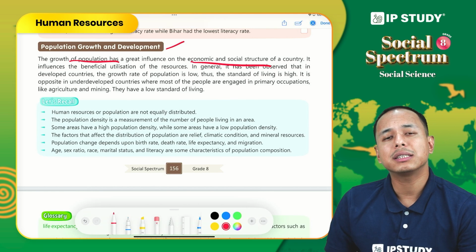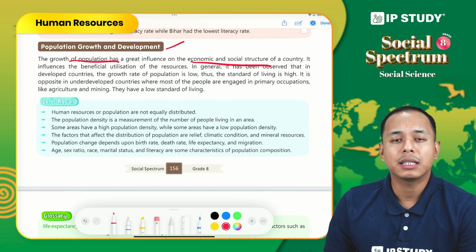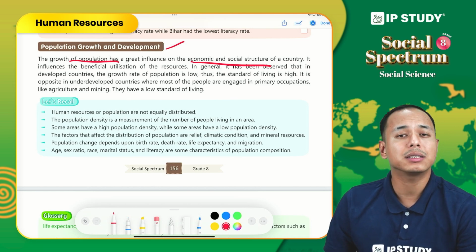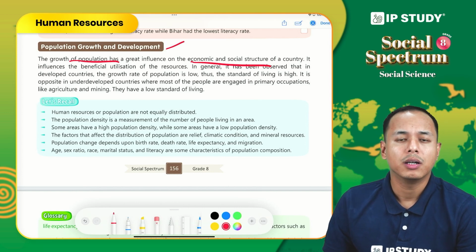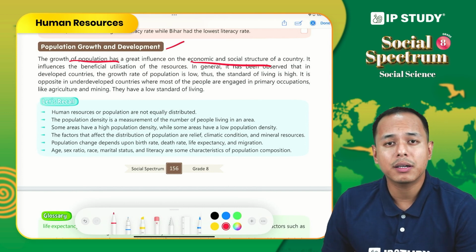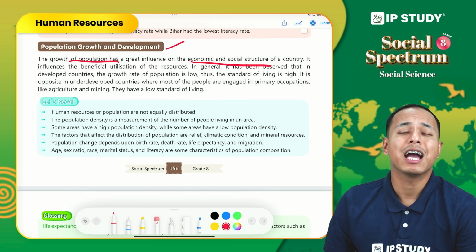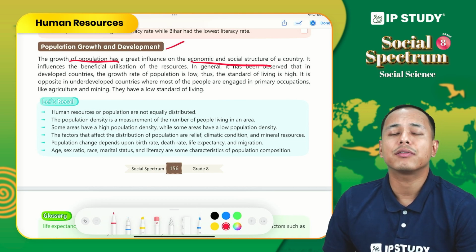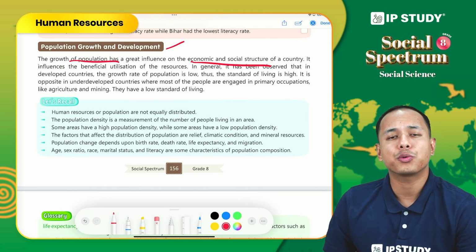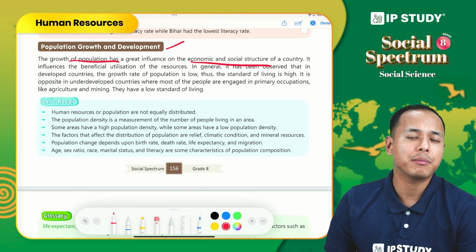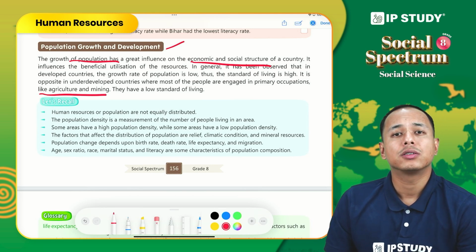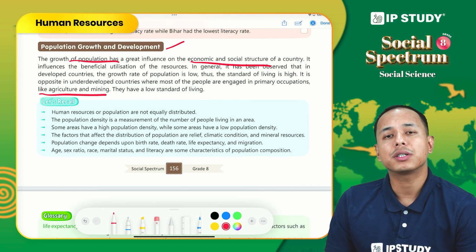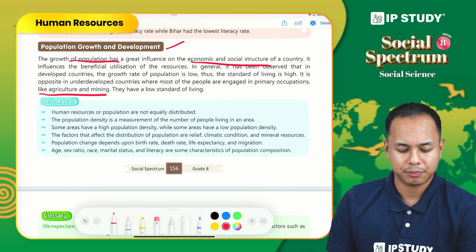So we can see that the developed countries have low population, as such the standard of living is very high, quality of life is good. On the other hand, in underdeveloped countries, the population is very high and the standard of living is very low, and a large number of people are mostly engaged in primary sector like agriculture, mining, fishing. So thus we understand population growth and development are related.